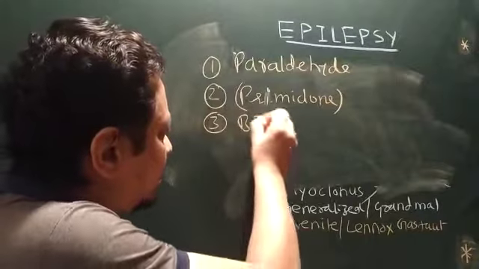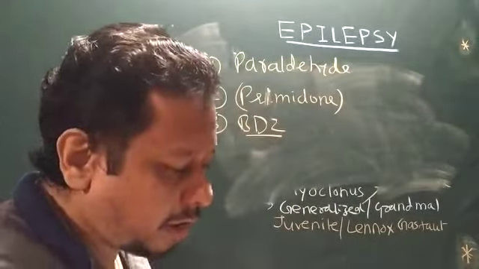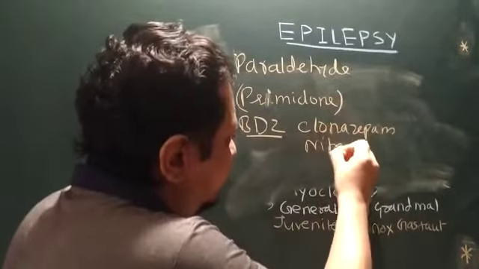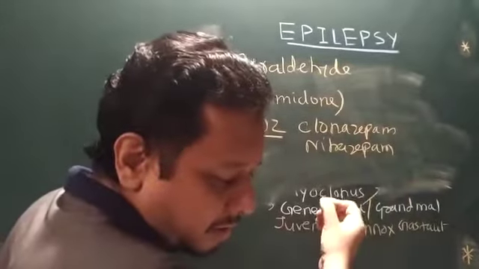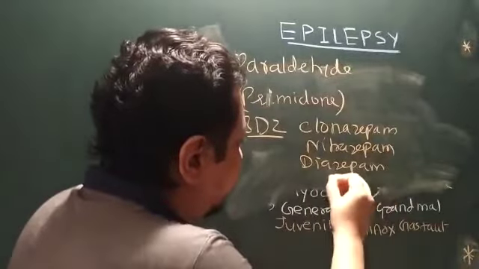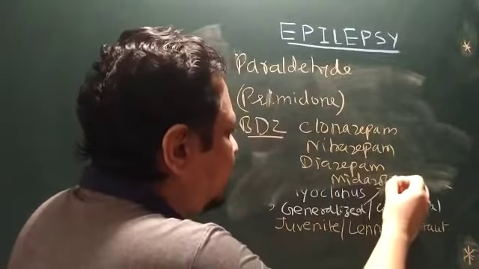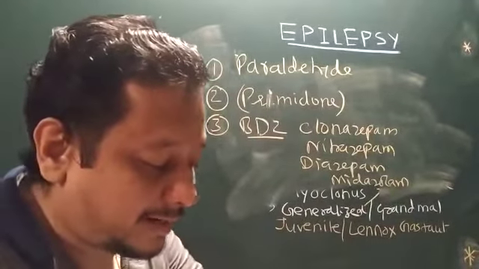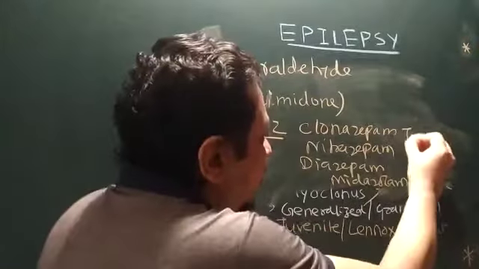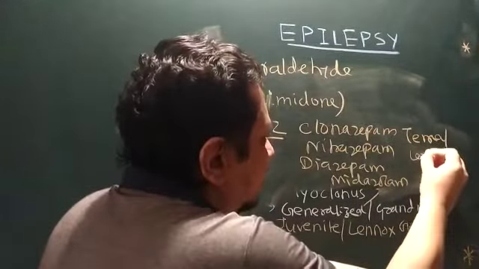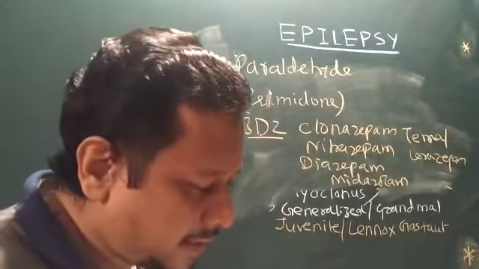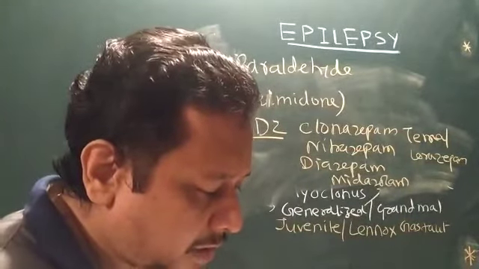benzodiazepines. These are a little bit common. Like you have clonazepam, nitrazepam, then you have diazepam, midazolam. Now this diazepam and midazolam can be used to treat status epilepticus, and midazolam is given IV. Okay, and also temazepam and lorazepam.